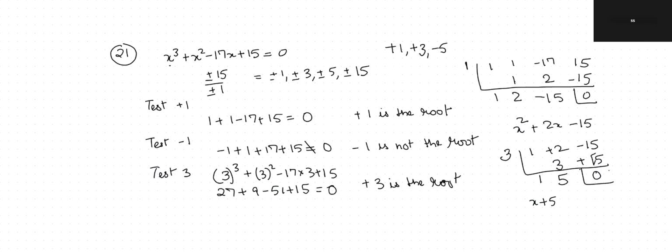Okay, we can also test, like, -3 if we want, and we will get -27 plus 9 plus 51, and plus 15. So that will be not equal to 0. So -3 is not the root.